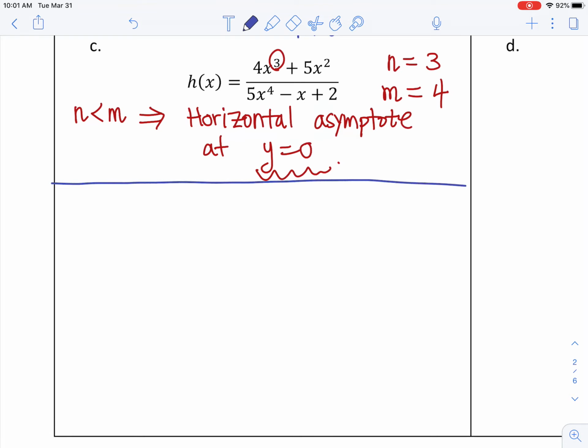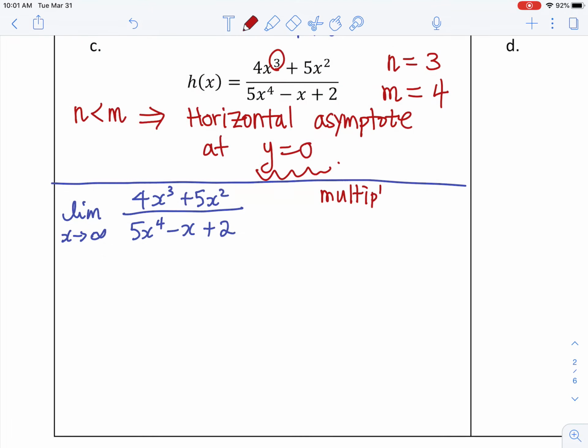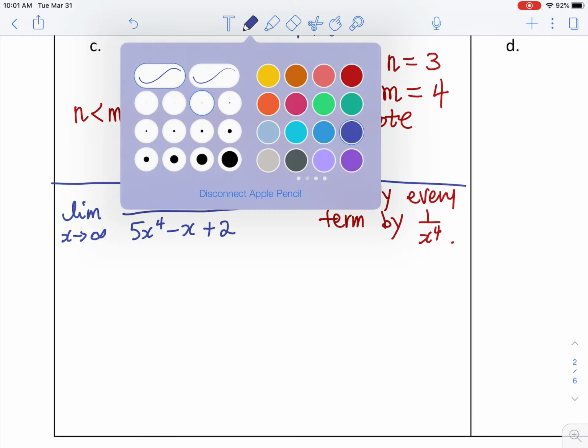Let's plug in the limit. Okay, let's do the limit. The limit as x approaches positive infinity of 4x cubed plus 5x squared over 5x to the 4th minus x plus 2. Now, what are we going to multiply everything by? We're going to multiply every term by 1 over x to the 4th. Okay, 1 over x to the 4th.